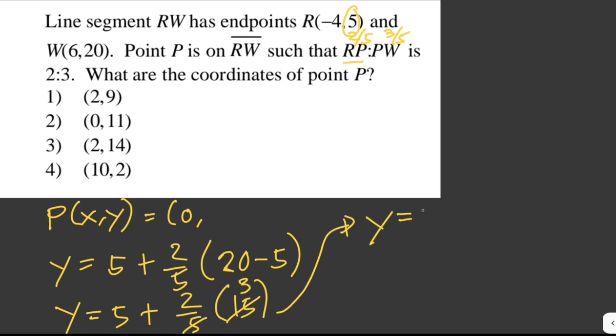So this is y equals 5 plus 6. So y is just equal to 11. Therefore, the coordinates of point P are 0 and 11. So the answer here is 2.